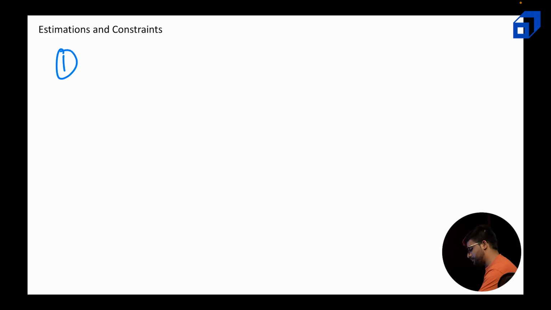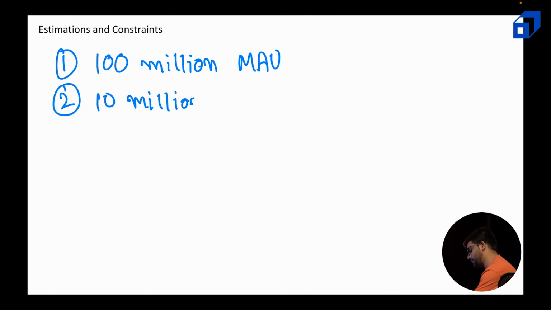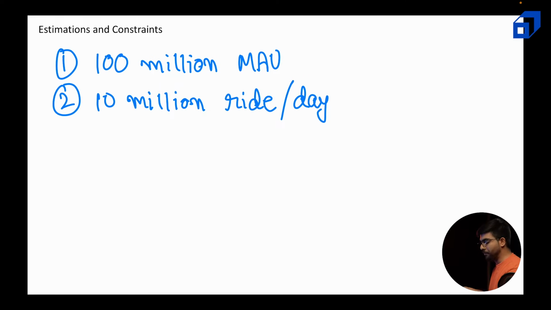Now, it was seen that there are almost 100 million MAU, which is monthly active users, which means that over the duration of 30-31 days, there are almost 100 million active users. So on a daily basis, you can expect to have around 10 million rides. So there are 10 million rides per day. Now we will try and compute the QPS based on the number of rides in a day.